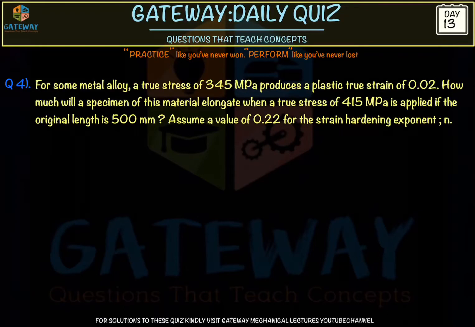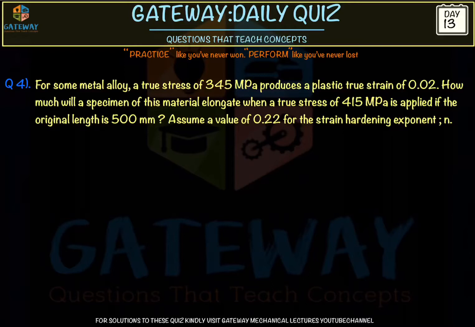And here is our question number 4. For some metal alloy, a true stress of 345 megapascal produces a plastic true strain of 0.02. How much will a specimen of this material elongate when a true stress of 415 megapascal is applied, if the original length of the specimen is 500 mm? Assume a value of 0.22 for the strain hardening exponent n. This is given by the true stress versus true strain relation.